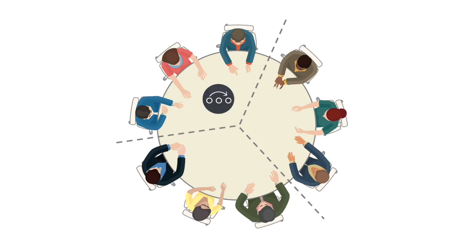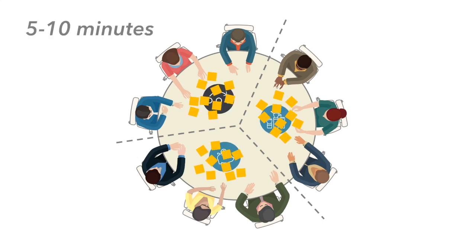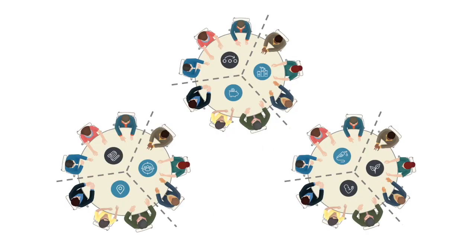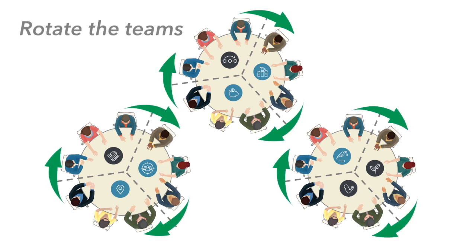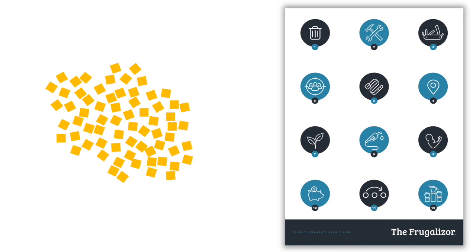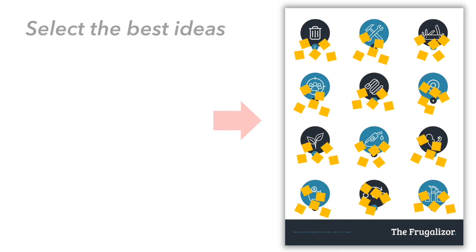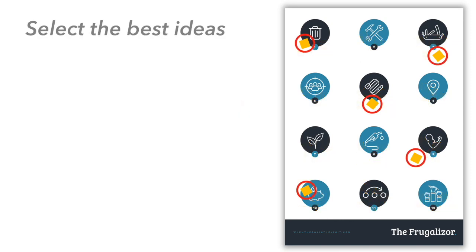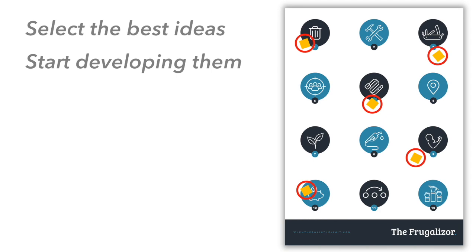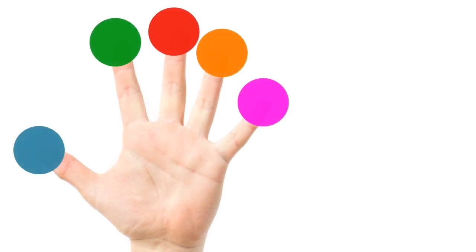If you're planning a session with a large number of participants, you might use multiple tables and rotate the teams instead of changing the tent cards each 5 to 10 minutes. Or any other process is possible, of course, as long as all the mechanisms have been treated at least once. When all the ideas have been generated, stick them to the poster at their respective mechanism. In the last stage, the group will select the best ideas and start developing them into concepts that later on might become workable projects. So far the Frugalizer in a nutshell.